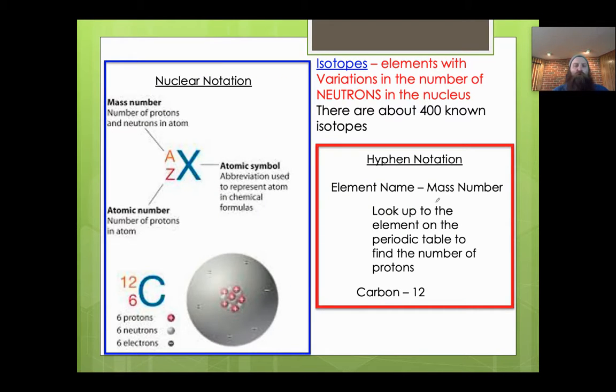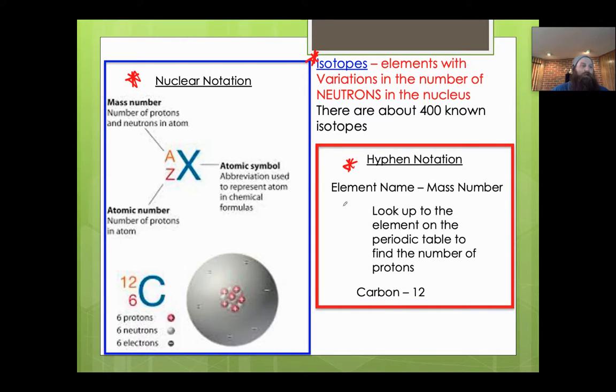A couple other things we want to make sure we have down, especially with what we're going to talk about today. We need to know the definition of an isotope. That's an element that has, or versions of an element, sorry, that have different numbers of neutrons in the nucleus. Two different ways we can show an isotope: we can use hyphen notation, or we can use nuclear notation.